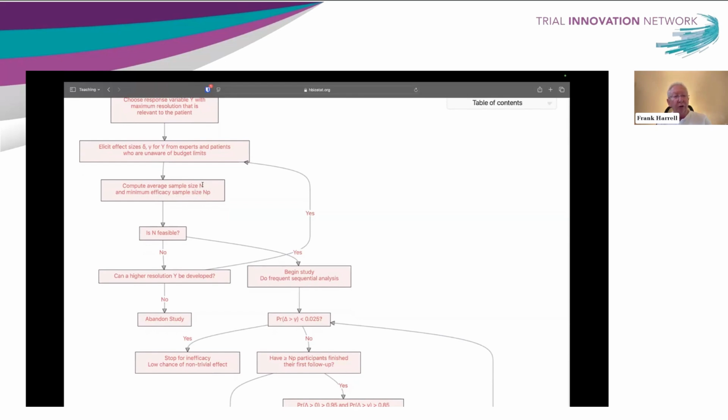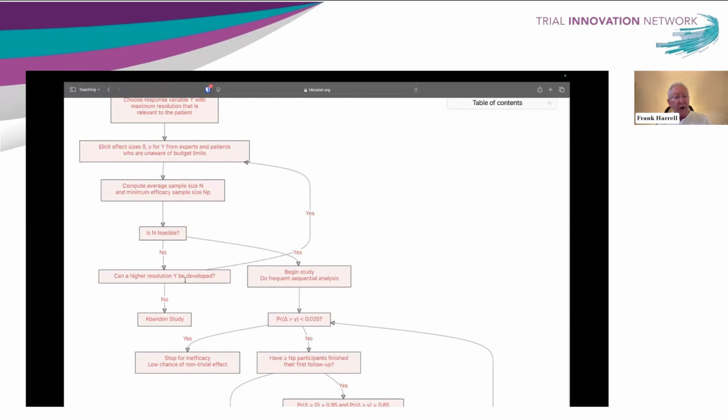And then when you compute this value of N, is it feasible? Well, if it's not feasible, you need to ask the question, did we push hard enough on getting a high information outcome variable? If you can achieve a higher resolution outcome measure, you can go back up here and start over. This is something you should have done before, but you sort of forgot to do it. So now we're going to dump the original outcome variable. We're going to substitute one with higher resolution, and we're going to elicit the effect sizes that we want to detect for that one. So we're starting over.